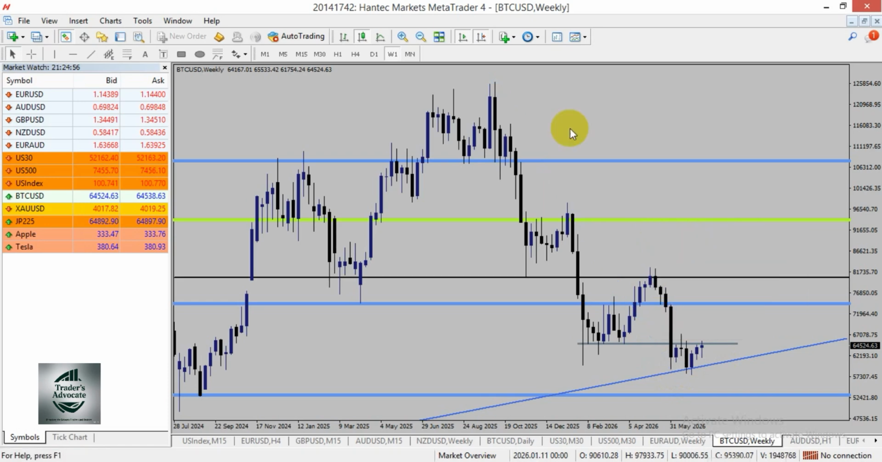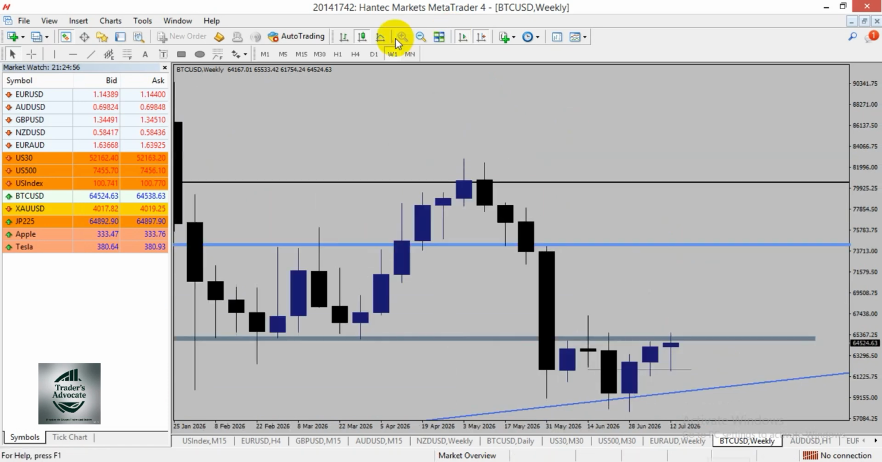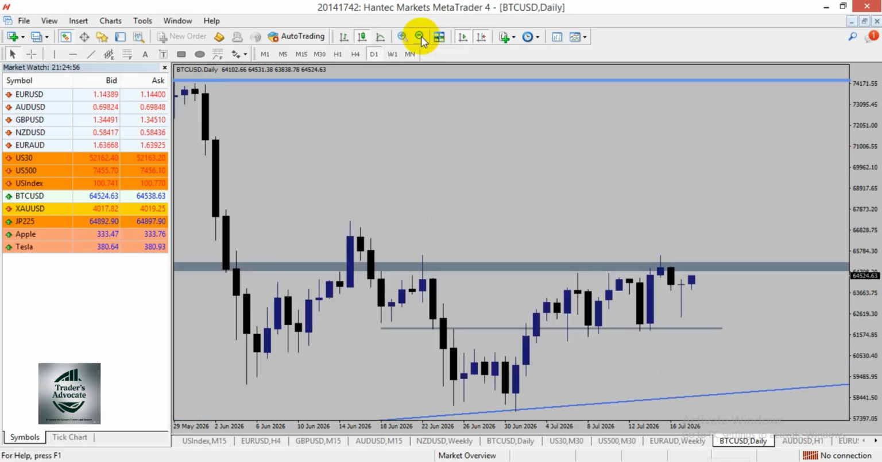Now if you look at this properly, you'll notice we're trying to form what they call an inverse head and shoulder pattern. This is the left shoulder, this is the head, this is the right shoulder. You won't see it properly on the weekly. On the daily time frame, you will see the head and shoulder pattern: left shoulder, head, right shoulder.